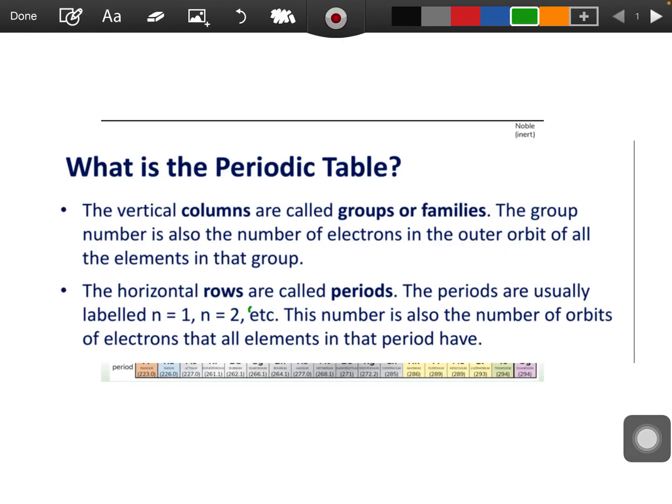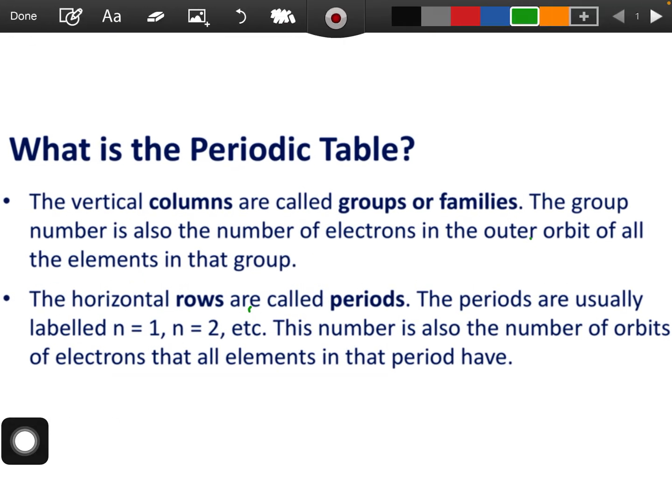So we said the vertical columns are called groups. For the first 20 atoms, the number of the group that they're in is the same as the number of electrons in their outer orbit. So my elements in group 1 will have 1 electron in their outer orbit. My elements in group 2 will have 2 electrons in their outer orbit, and so on. Group 3 will have 3 electrons in their outer orbit until we get to group 8 with 8 electrons in their outer orbit, or a full outer shell.